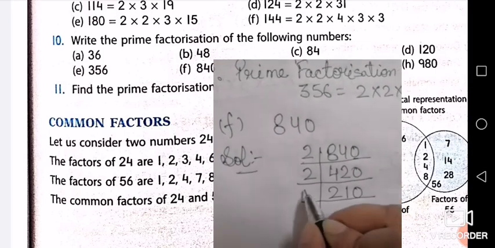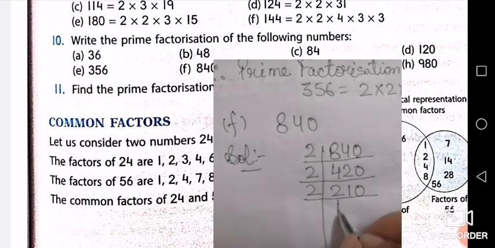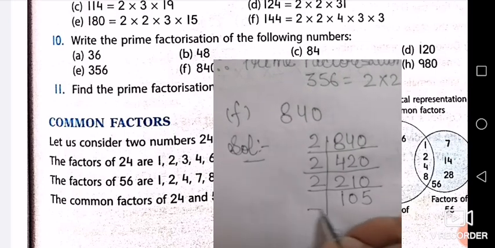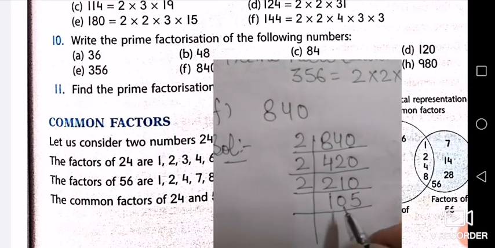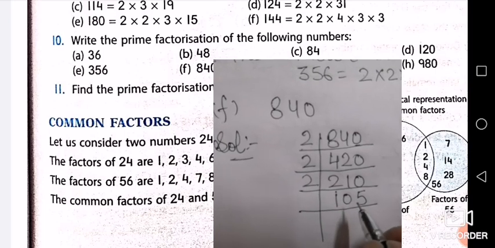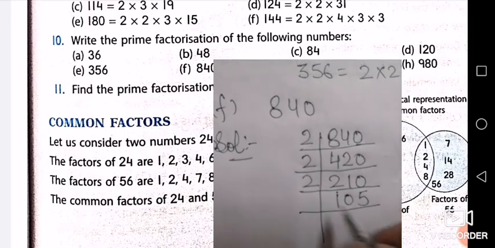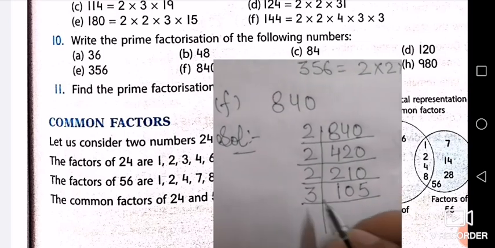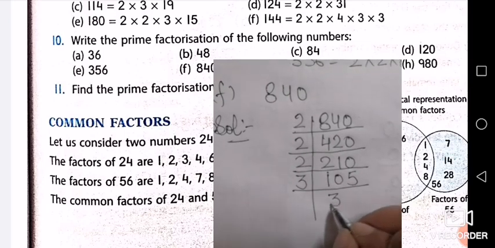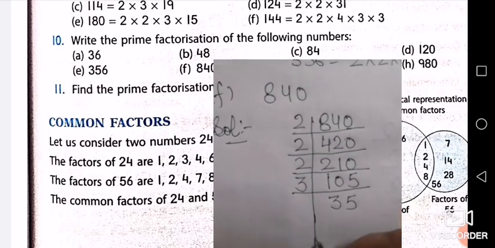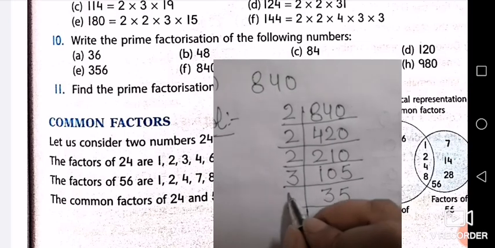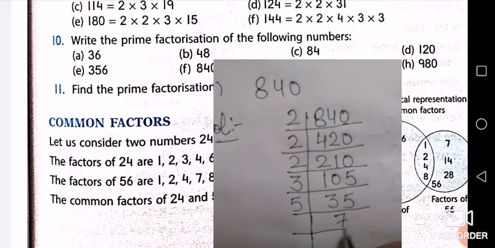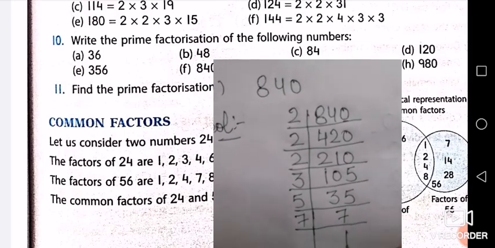Again it will go on 2 only. 2 1s are, then 1 is smaller, 0. 2 5s are 10. Now it will not divide by 2. Now it will go on 3 times. Why? Because 5 plus 1 is 6 and 6 is divisible by 3. So the next factor will be 3. 3 3s are 9, 3 5s are 15. Now it will go on 5 times. On 5, 5 sevens are 35. Now it will go on 7. 7 ones are 7.